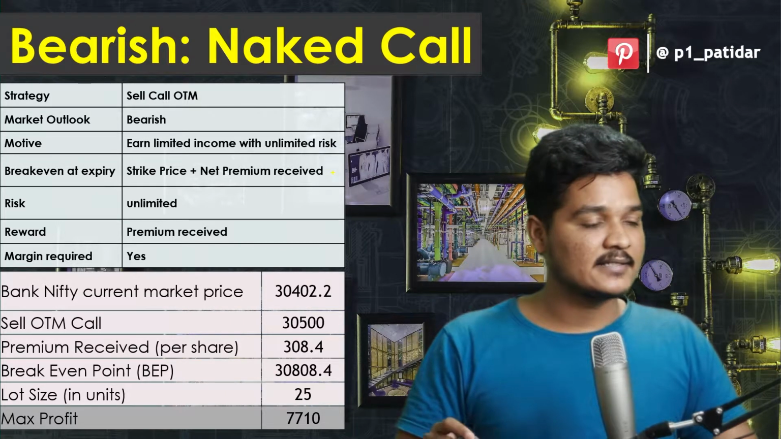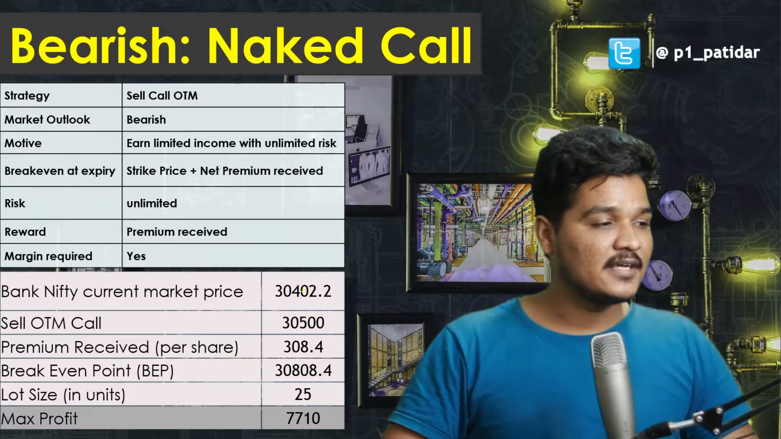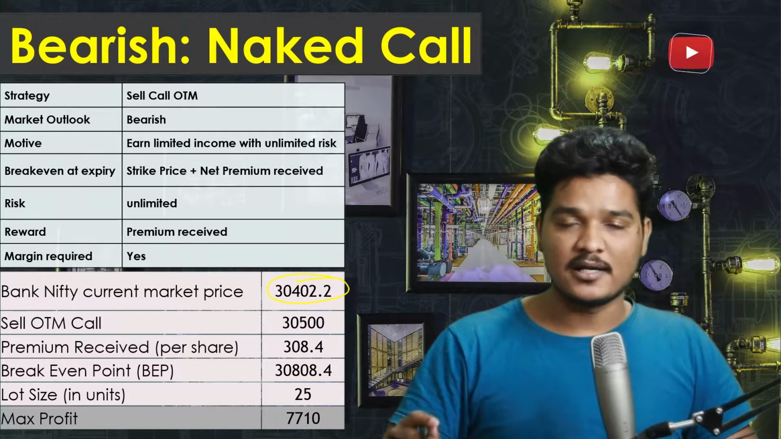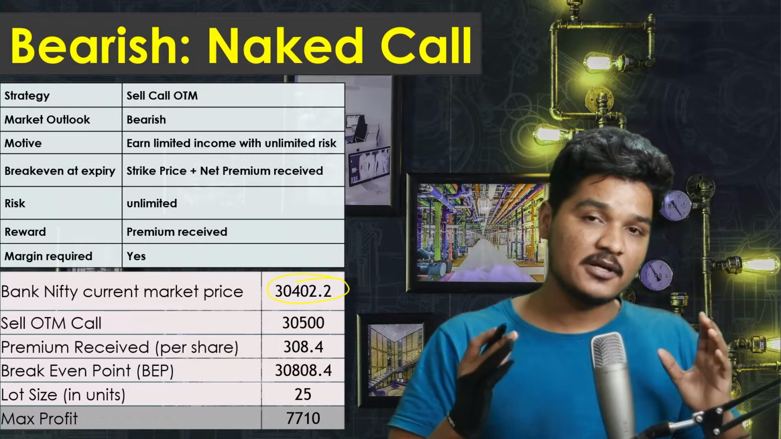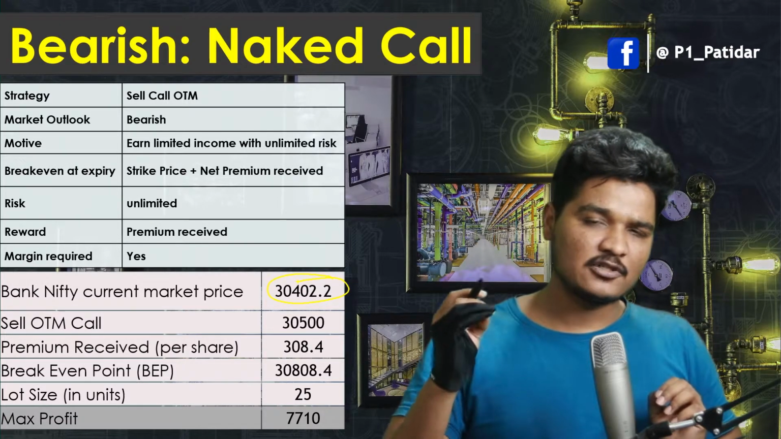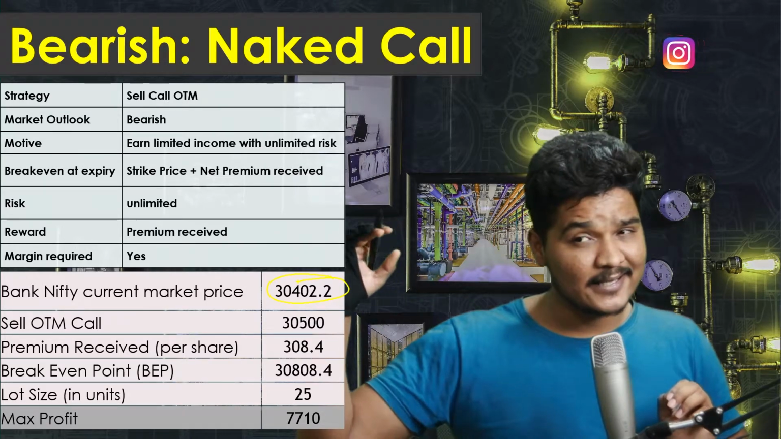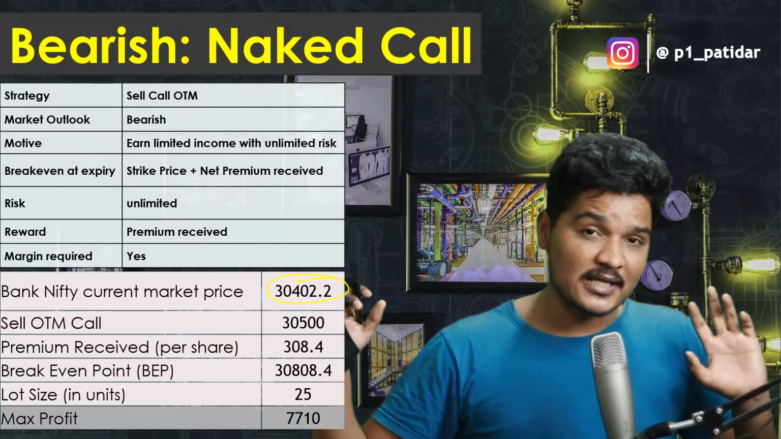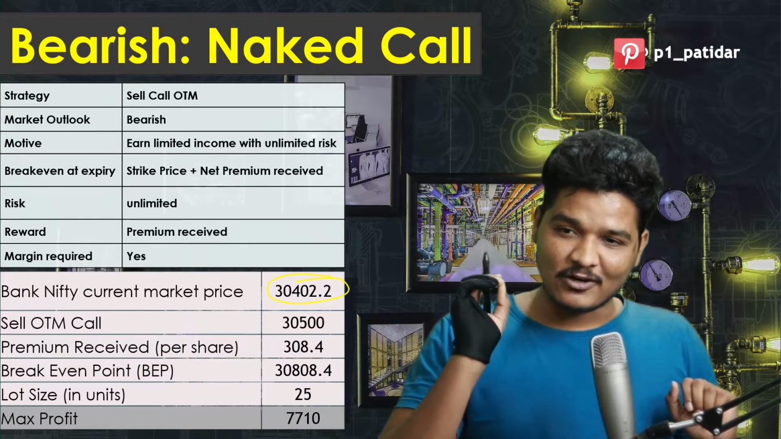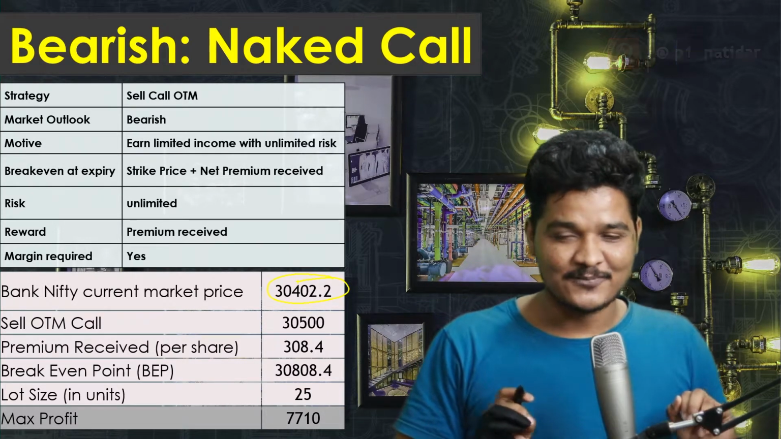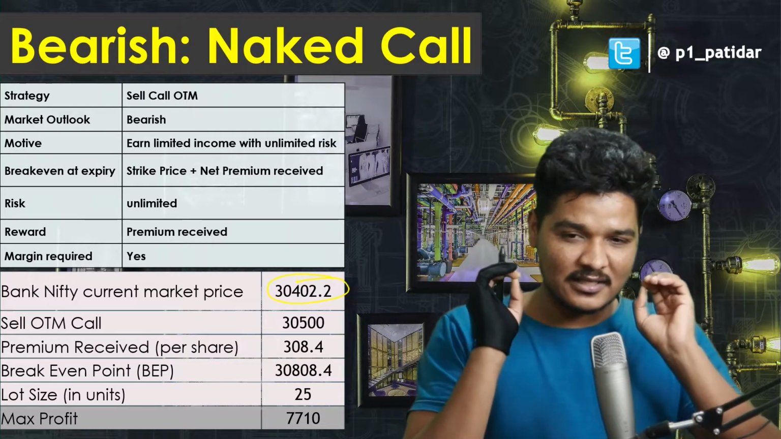Now let's see the current example. Currently, Bank Nifty is trading at 30,402.2. And if my view about the market, meaning Bank Nifty, is that it is going to be bearish and go down, then what can I do? Well, I can either buy put or sell call. Well, what are the advantages of buying put and selling call? Well, there are a lot of advantages and disadvantages involved. So I'll not go into depth, but I'll give you a quick review.